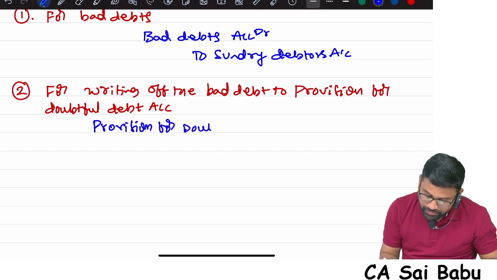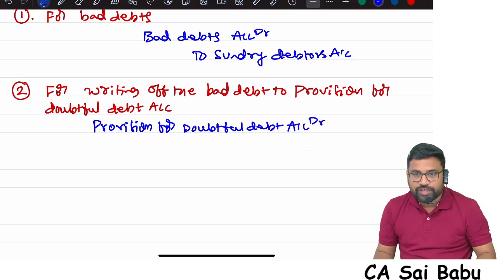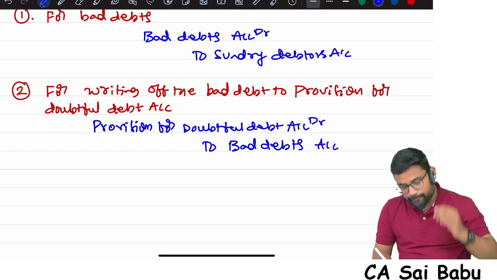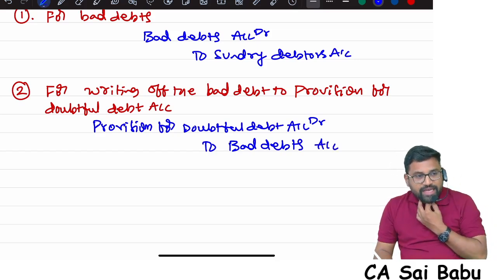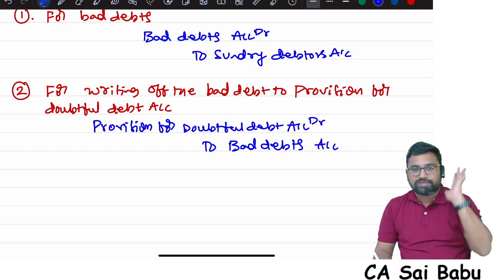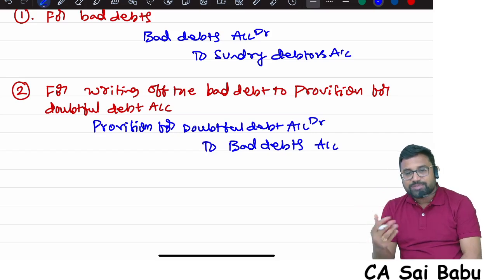Provision for doubtful debt account debit, bad debts account credit. See this. Indirectly, whatever confirmed loss came in the form of bad debts, I have adjusted against the provision, whatever provision I am maintaining for bad debts. Already in my books, provision for doubtful debts is there. P&L account debit to the provision that I created already. Against that provision, this bad debts I am writing off.